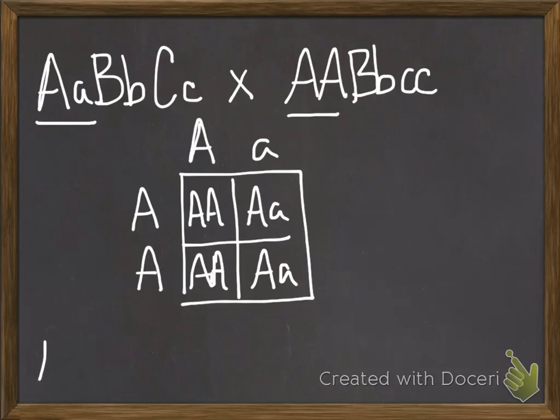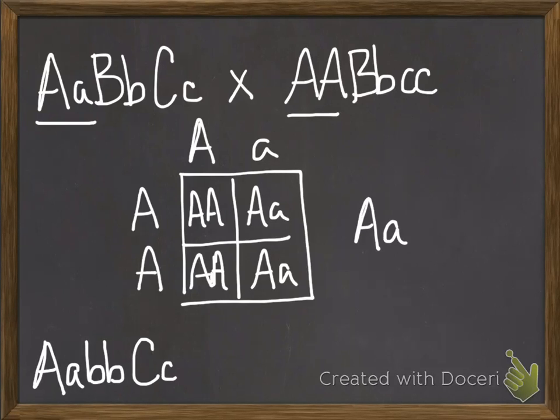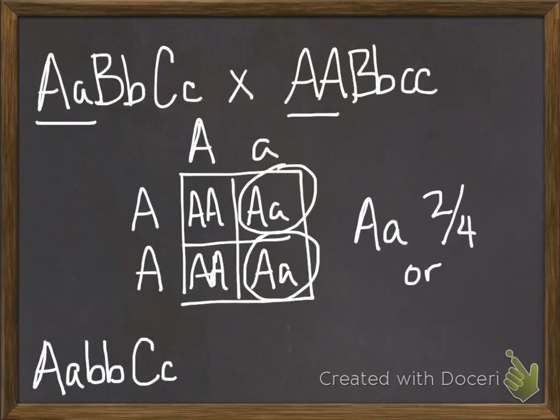You were supposed to calculate the probability of getting this genotype in the offspring. So for the A gene, the probability of getting a heterozygote, or big A, little a, is 2 out of 4, or 1/2. So you can write that down on the side and then go on to calculating the probability of the next gene.